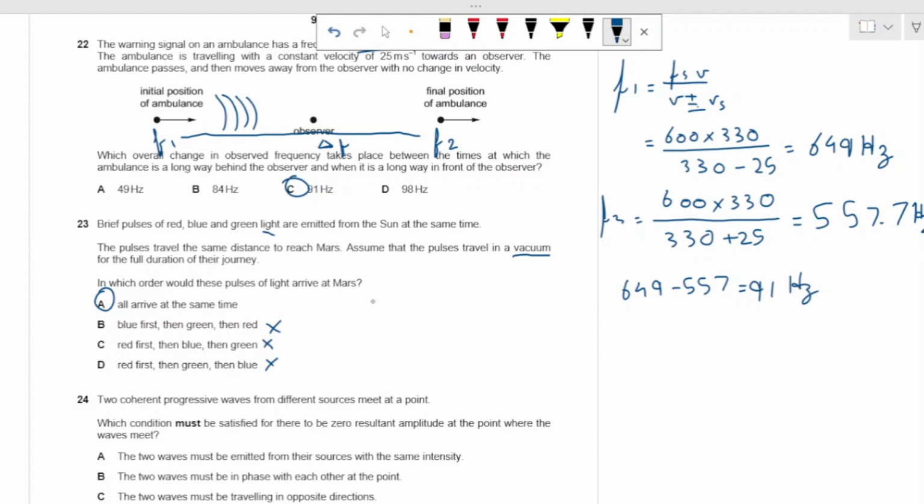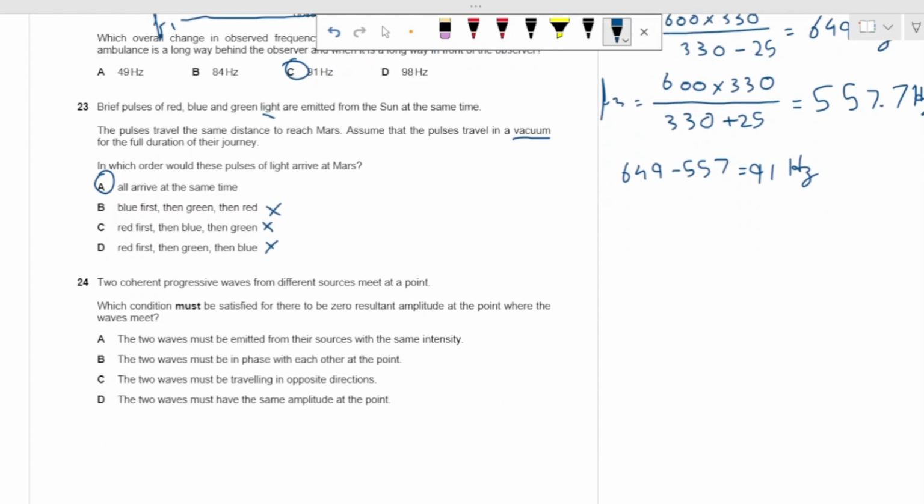And therefore, because the speed of light is constant, all of them will also arrive at the same time. So option A is correct for question 23.